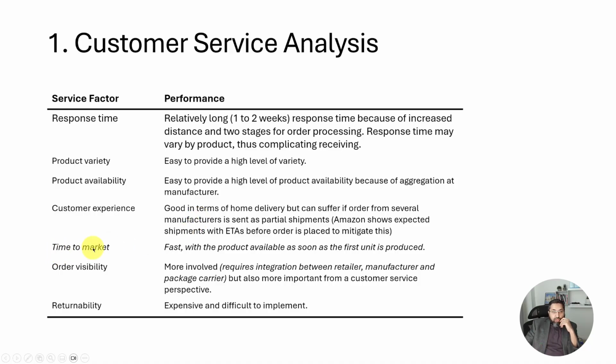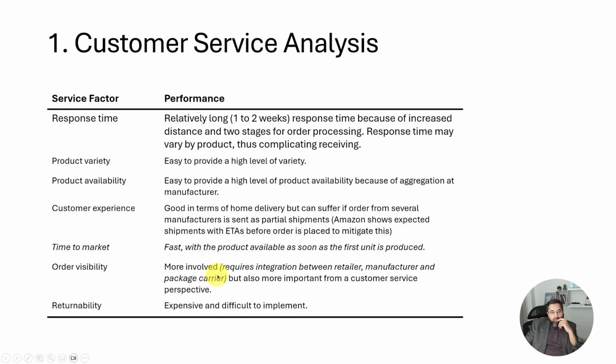Time to market for new products. Remember, time to market is a metric that applies to new products. That's going to be really high because as soon as the manufacturer has one unit produced of a new product, they can open the website for sales and start taking orders, right? And the second unit is under production, third unit is under production, and so on.